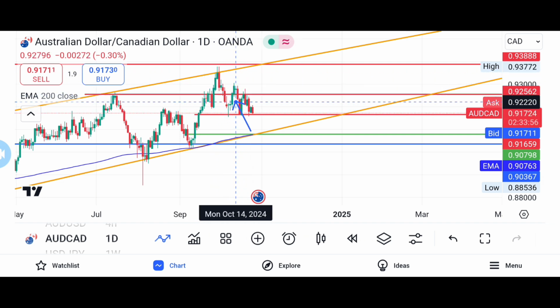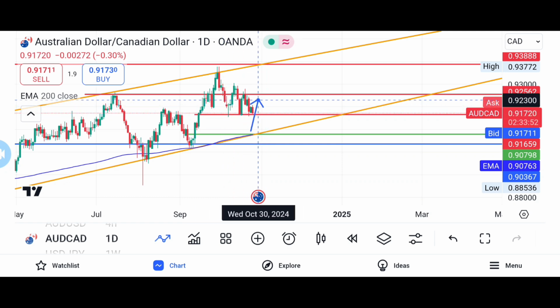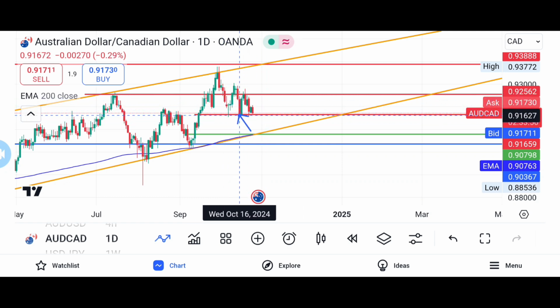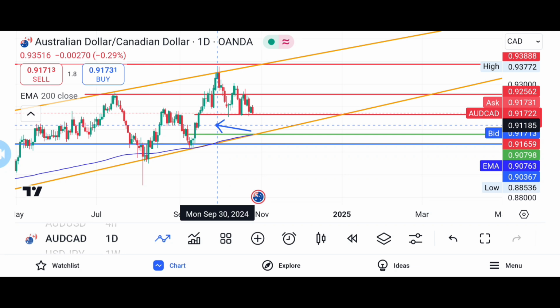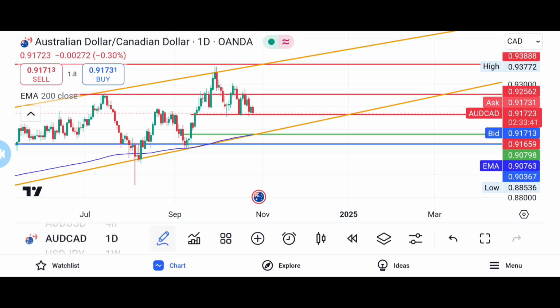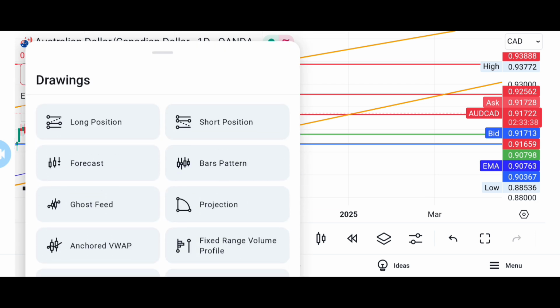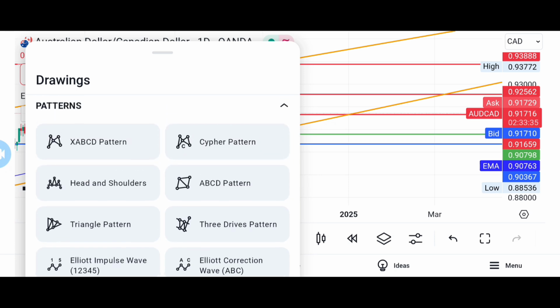Now we are asking ourselves, where is the neck? If you can find the neck, now we are good to go. Where is our neck? So our neck is here. Our neck is around this point.